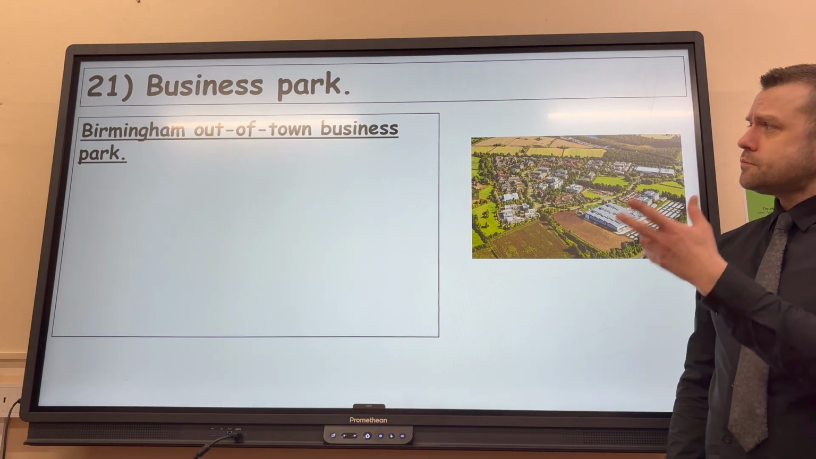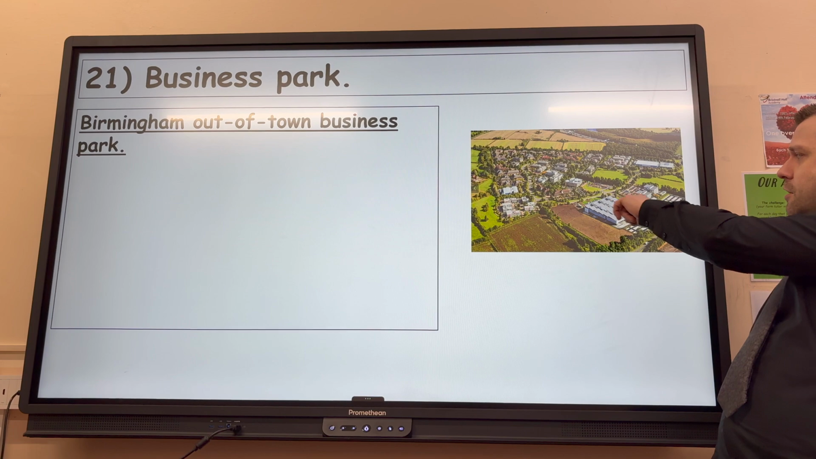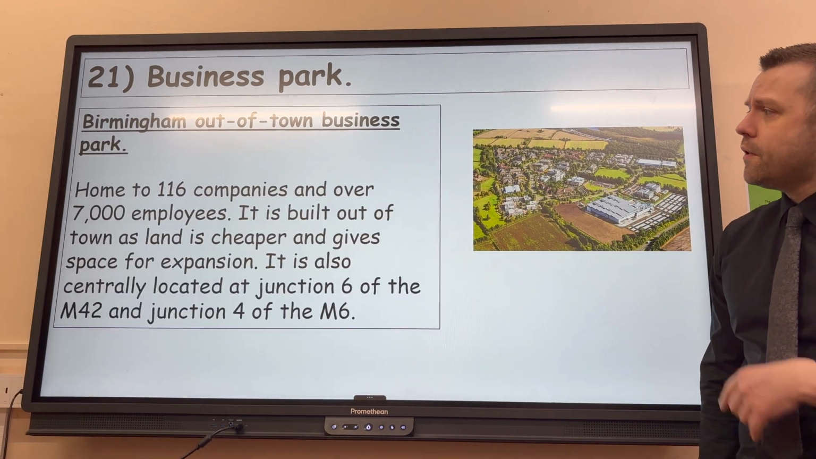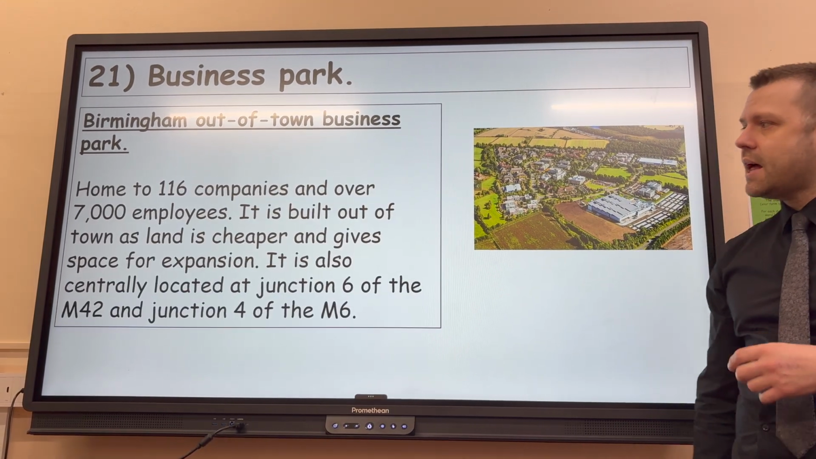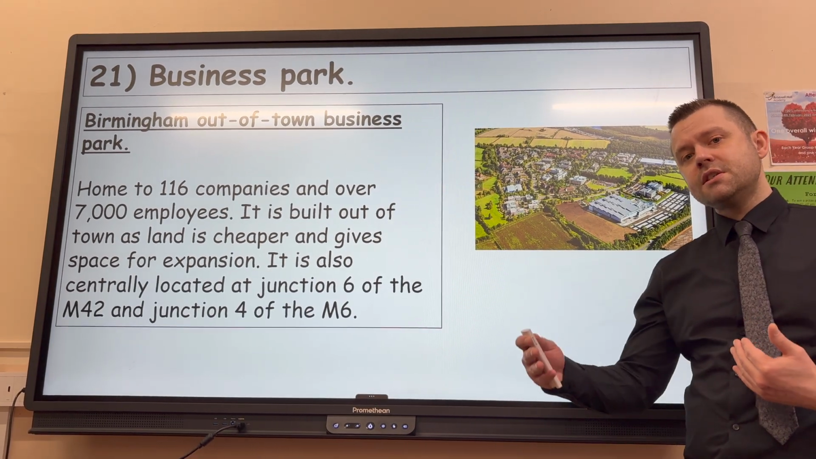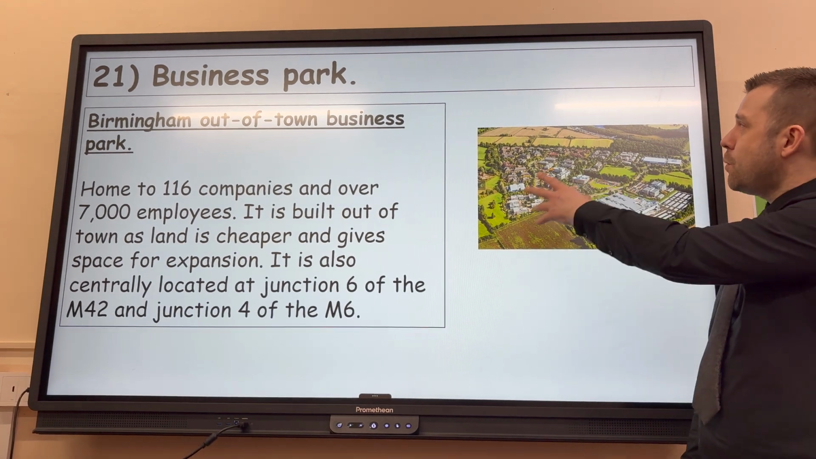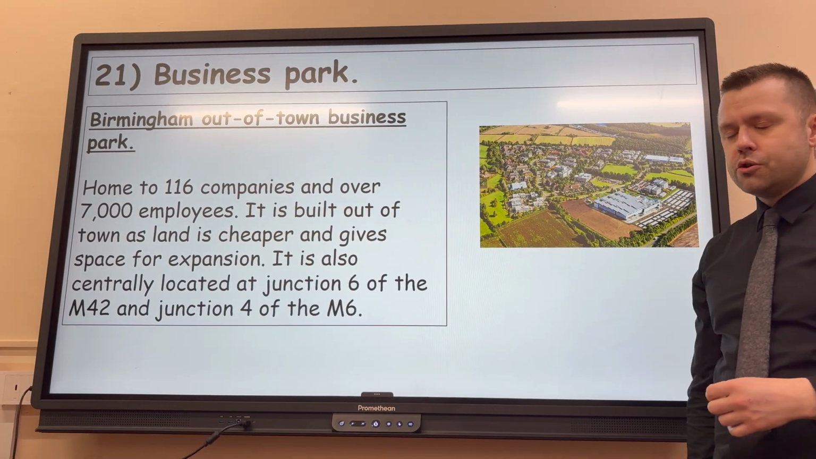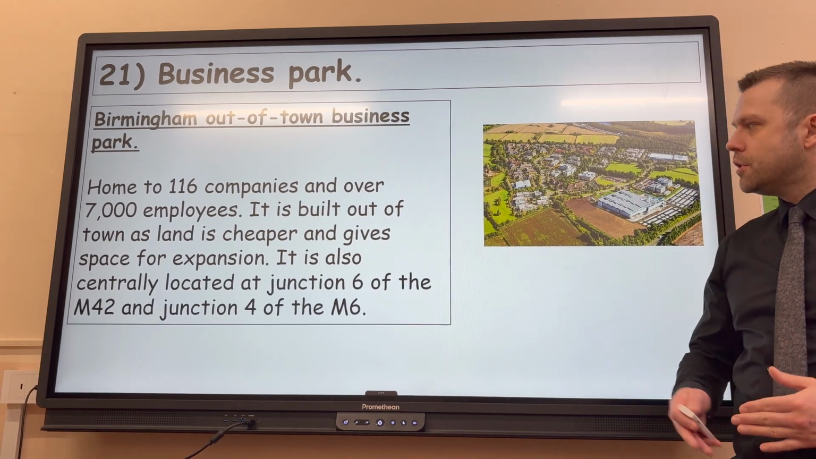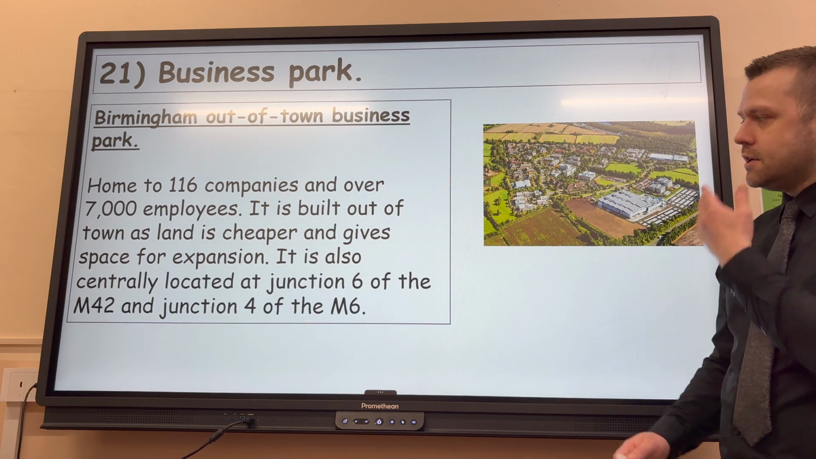Business Park. So Birmingham Out of Town Business Park, you can see here's another lovely sawtooth roof. There are 160 companies there and over 7,000 employees. It's built on land out of town because out of town land is cheaper, but also it's quite close to a major motorway junction, so for importing and exporting of goods maybe, components. And for employees to get there, it is really easy.